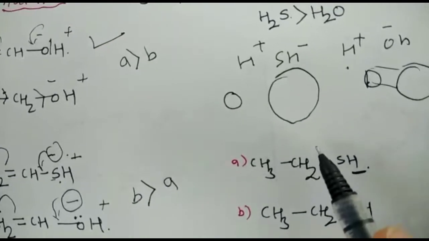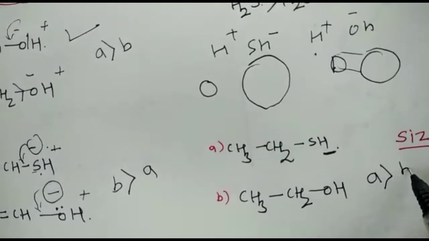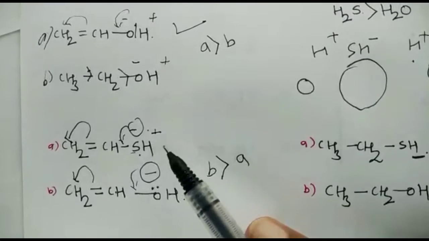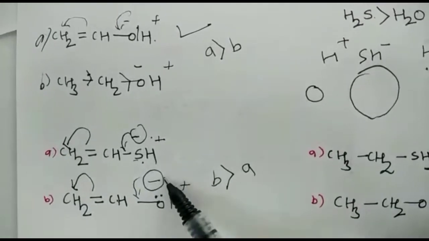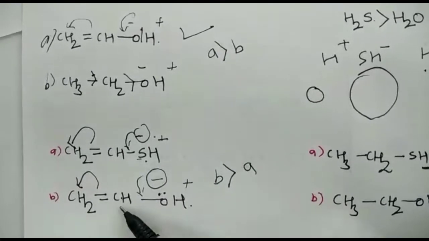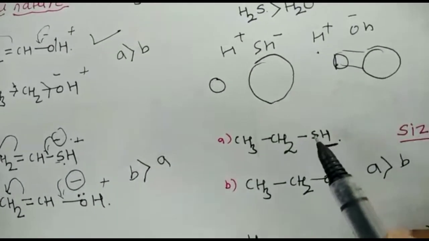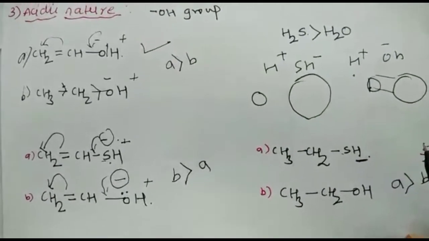Among A and B, which one is more acidic? Here A is more acidic as compared to B. But in the earlier case, B is more acidic as compared to A, because the governing factor is resonating structures, with more negative charge undergoing resonance. Here the governing factor is size: the bigger the size, the more easily it gives H plus ions. This is a very important question.